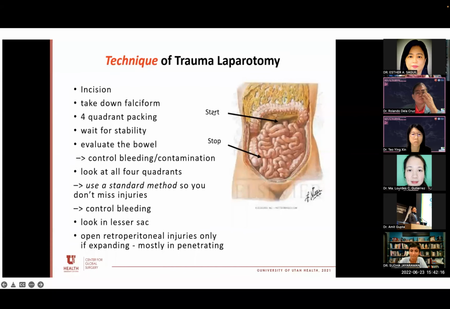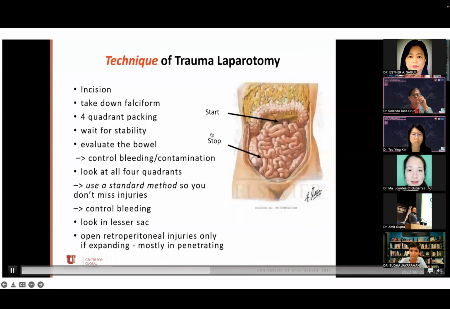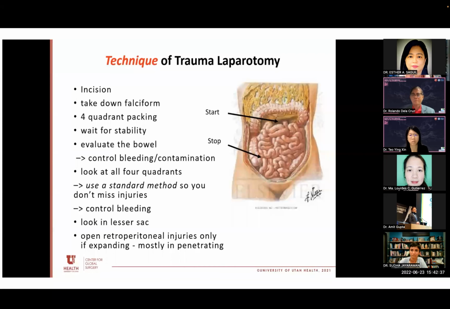Once I have a sense of stability of the patient, I then start with evaluating the bowel. I have the bleeding packed away and controlled. I raise the transverse colon, identify the ligament of Treitz, eviscerate the small bowel, and start to assess the small bowel in a back and forth, side to side manner to identify any gross disruptions of the wall of the small bowel, any mesenteric injuries, and ongoing bleeding.